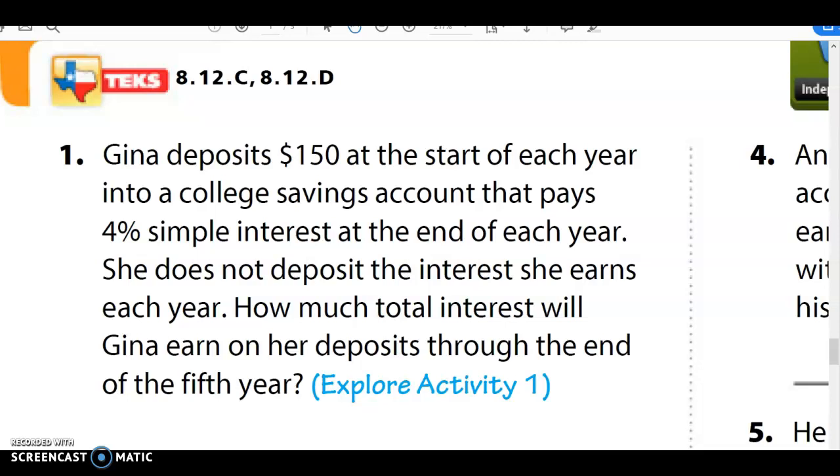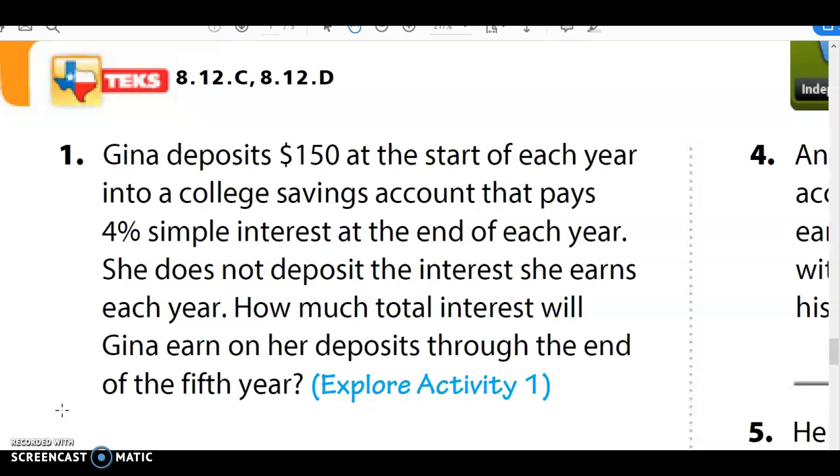So what we're going to be doing here is using a chart to show us, number one, what her initial deposit would be, what her continuing deposits are, and how much she's actually getting in simple interest. Now, there is a very important sentence here. It says that she does not deposit the interest that she earns each year. That is going to be the hallmark of simple interest. That does not get added to the account, whether it be something that you're borrowing or, in this case, something that she's saving each period. Okay, and that period would be in the course of 1 year.